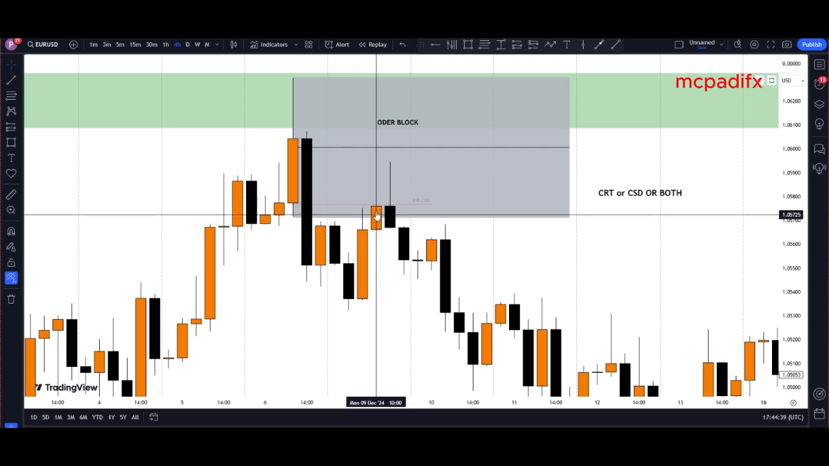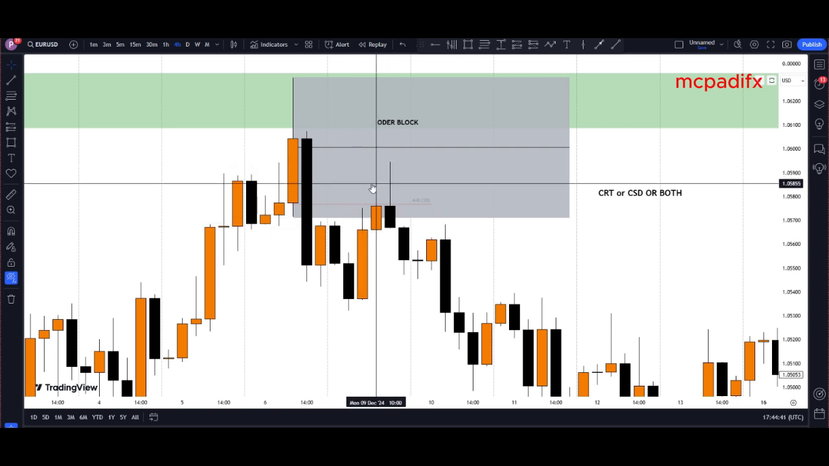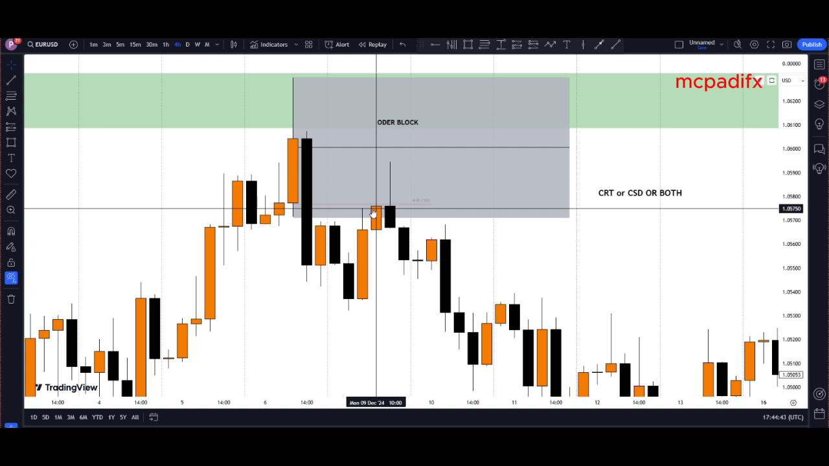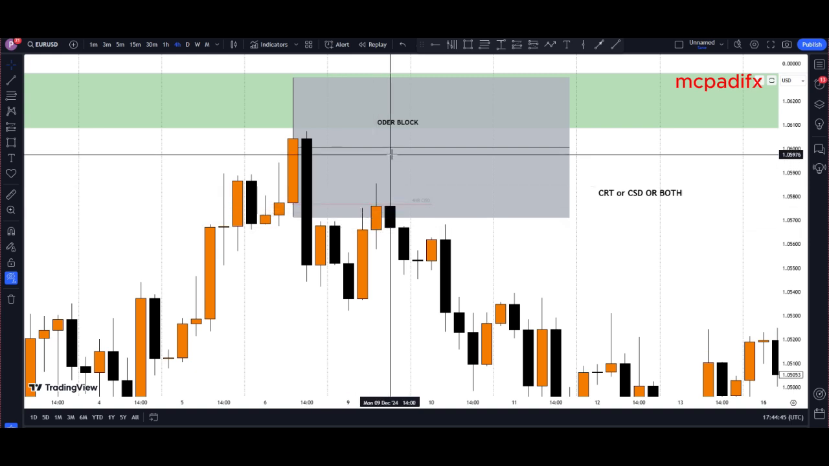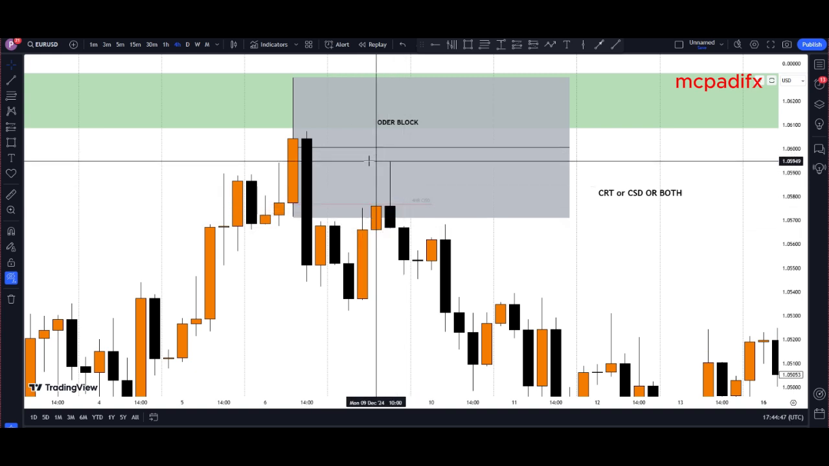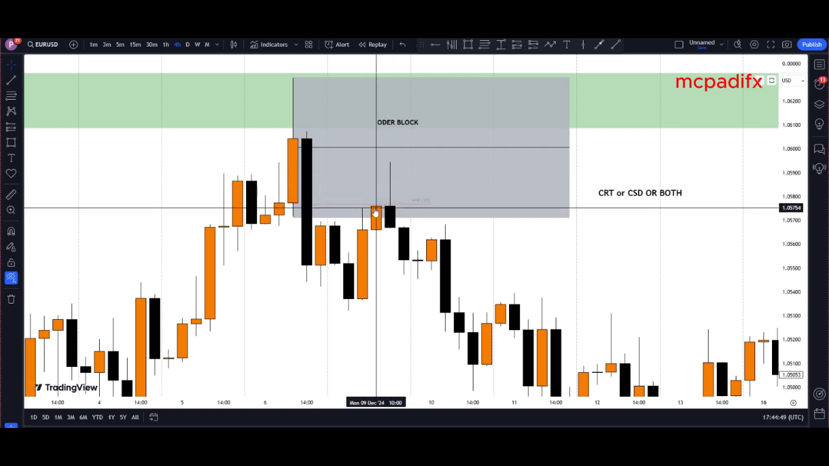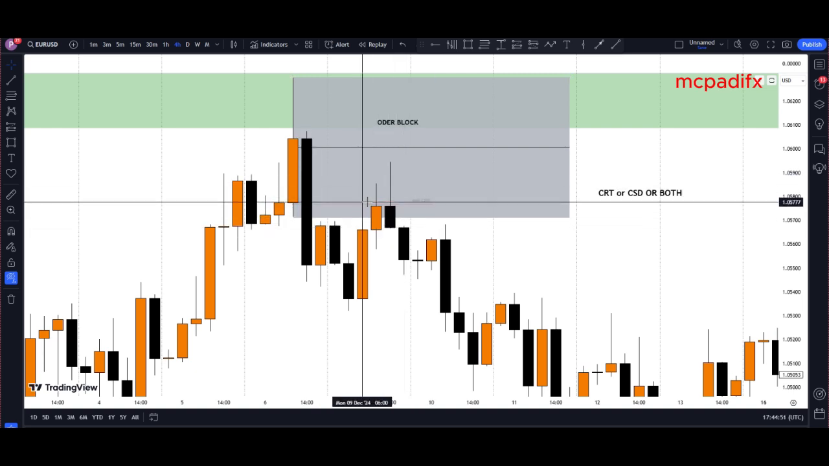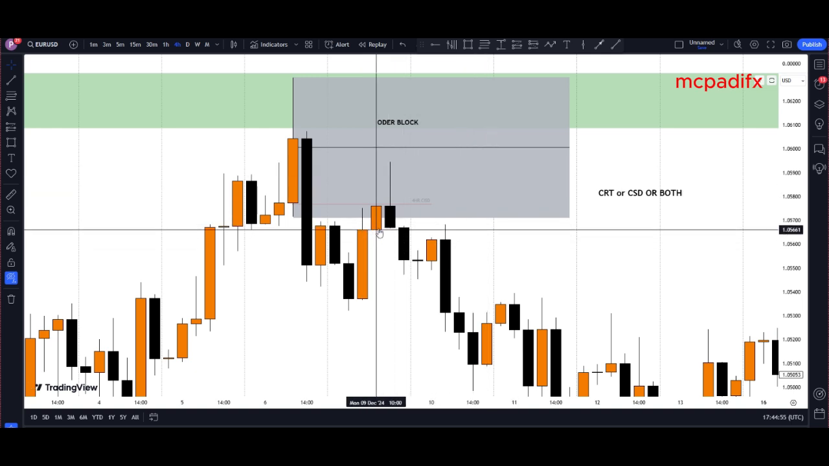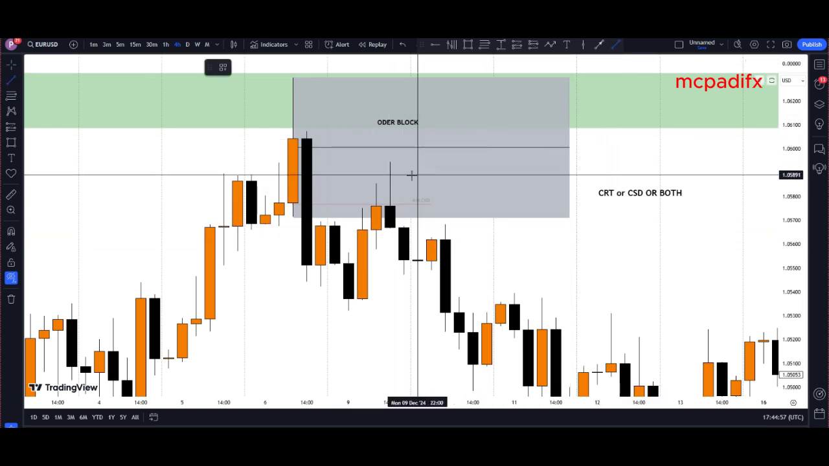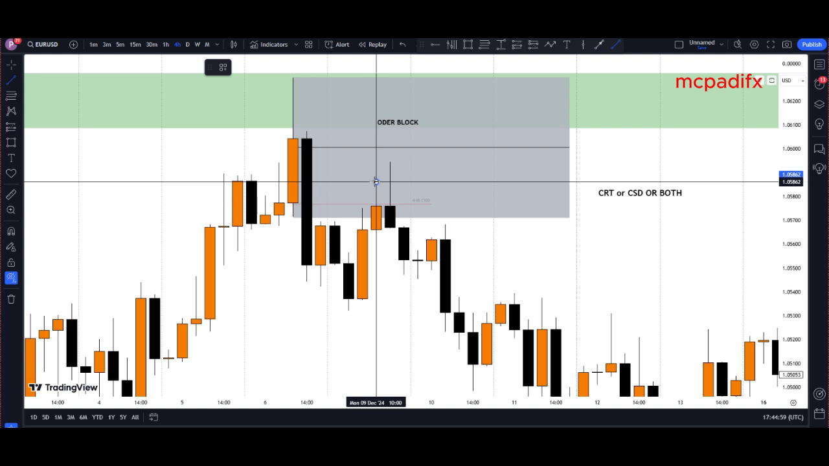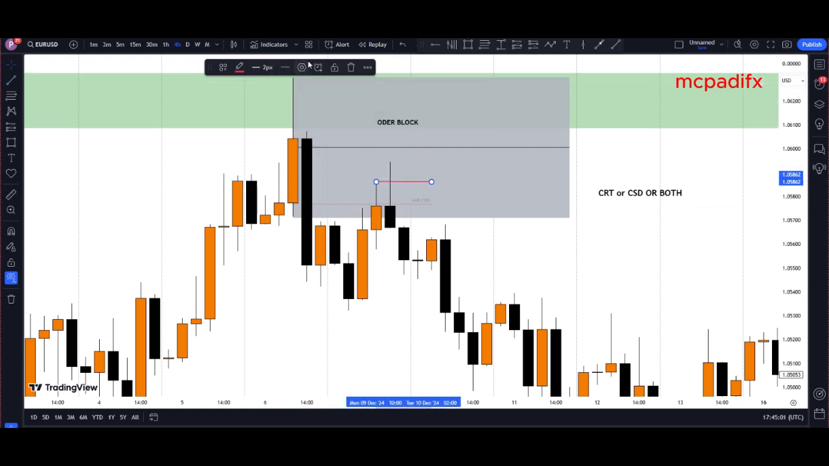Now this candle tapped into the order block and closed above the previous candle. The next one also tapped into the order block and closed below the closing price of the previous bullish candle. So it means that we have our CRT. So this is our CRT.